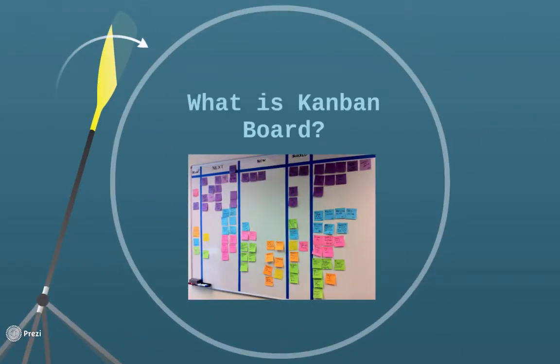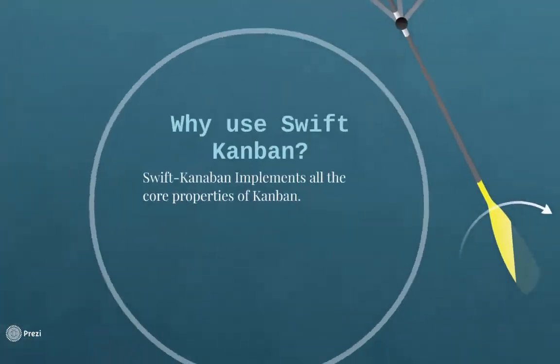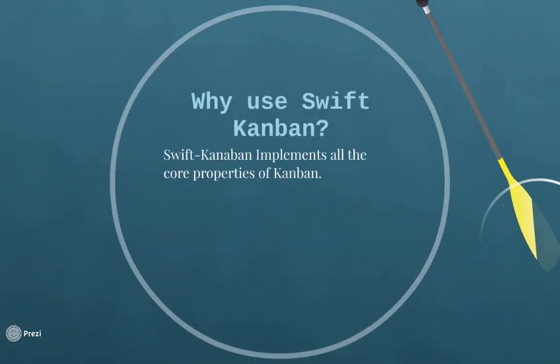What is a Kanban board? Here is an example of a Kanban board. As you see in the picture, there are some named columns and some colored cards which show the flow of the process.